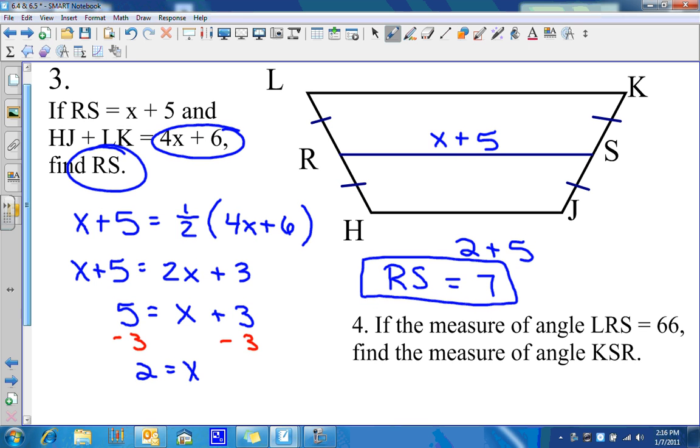All right, last one for this part. The measure of angle LRS, this right here, is 66 degrees. Find the measure of KSR, this measurement right here. What do we know about trapezoids? Look at it as a small trapezoid. You see that small trapezoid? It's an isosceles trapezoid right here. And what do we know about isosceles trapezoids? Their base angles are equal, right? So base angles are equal. So that one's going to be 66 degrees.